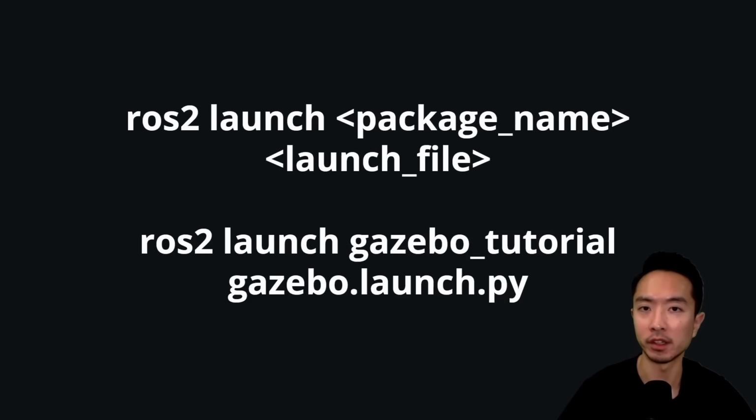So to actually run the launch file, what you would do is run the command ros2 launch followed by the package name and the launch file name. So in this specific case that we were looking at, it would be ros2 launch gazebo_tutorial gazebo.launch.py. So you're going to notice that the typical structure of launch file names is going to be something.launch.py. So just go ahead and follow that convention.